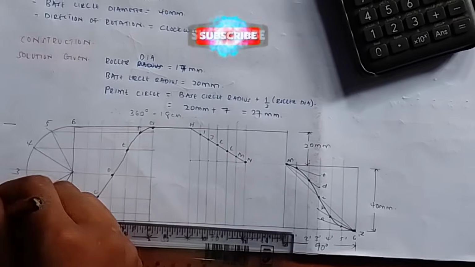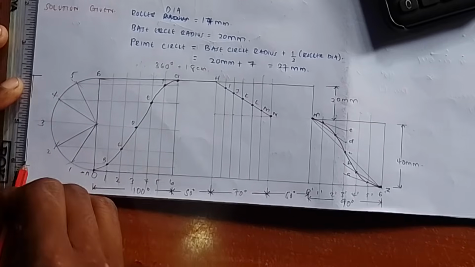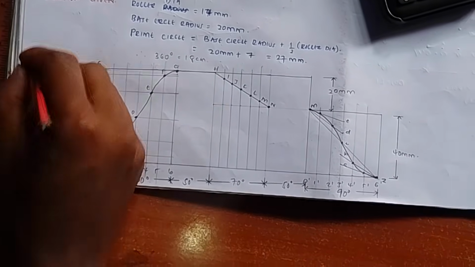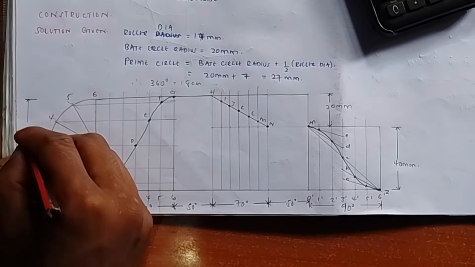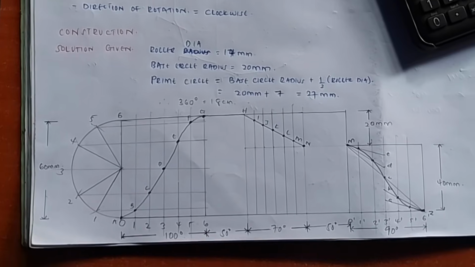So you can see the stroke was varying. That's where students get confused. They don't know what to do, but it is as simple as this. That is the cam displacement diagram, and you cannot do anything without the cam displacement diagram.